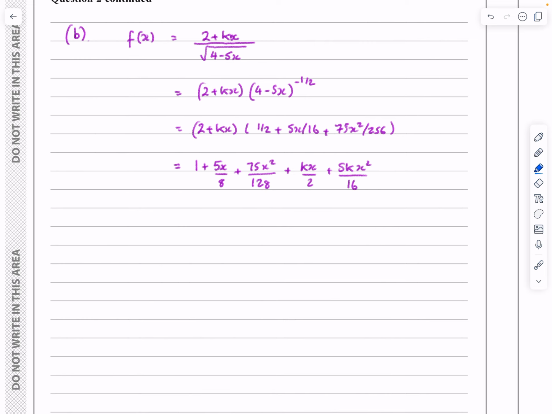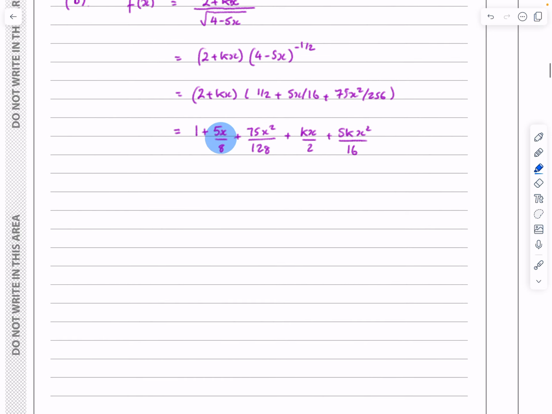So what I now need to do is look at the x's and tidy those up, and look at the x squareds and tidy those up. So this is actually 1 plus, well, for the x's, (5 over 8 plus k over 2) lots of x, and for the x squareds, (75 over 128 plus 5k over 16) x squared.